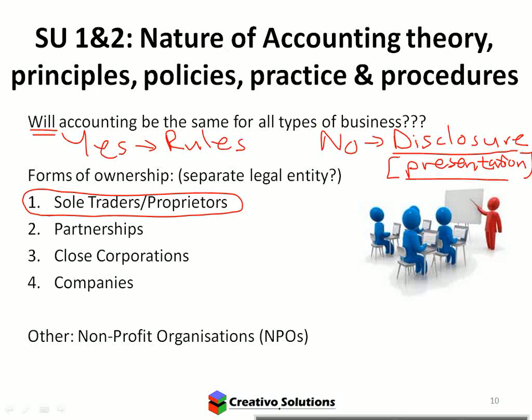That's all it is. So different businesses have different disclosure. Different businesses all use the same rules. The rules are the most important bit that we need to remember because that's universal. It doesn't matter what I'm dealing with. Any of these items here would all be using the same set of rules. Are they separate legal entities? Well, the first one, no, not separate.